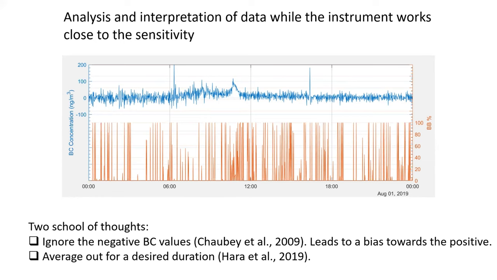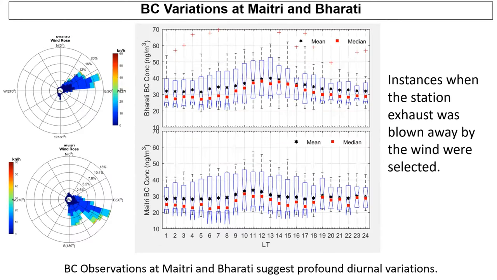So here we see a monthly average black carbon concentration, the diurnal pattern basically, for about 1.5 years of data. We clearly see that there is a diurnal pattern, in which the black carbon concentration is maximized during local noon. In this and the subsequent slides, we have taken the times when the station exhaust of Bharti or Maitri doesn't reach the laboratory for analyzing the data, reporting whatever is shown here.